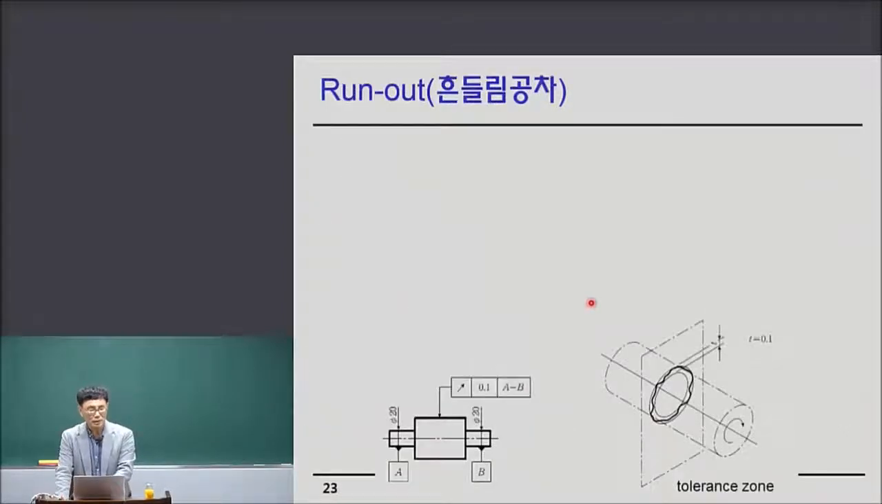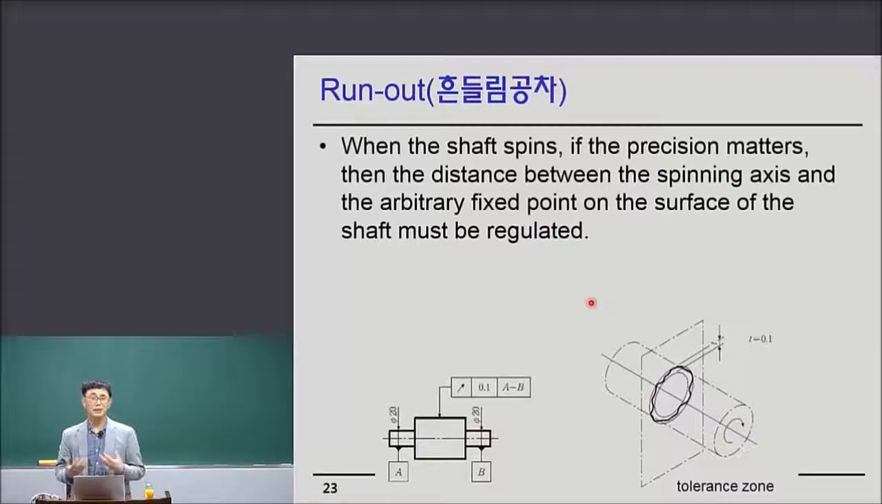Run out is very usually used in the shop floor in industry. Because there are so many spinning objects, motor shaft spinning, engine shaft spinning, and the spindle of the machine tool spinning. There are so many spinning objects, right? And when you finish the assembly of a spinning object, the first step is to measure the run out of the shaft.